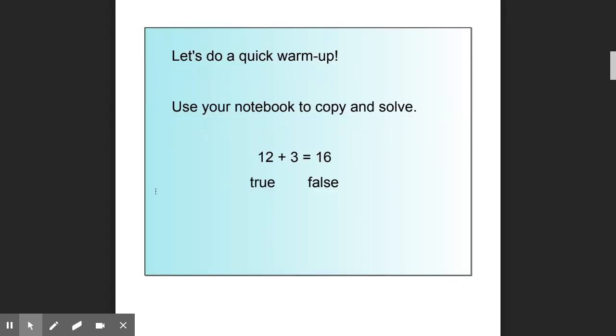First, we're going to do a quick warm-up. I want you to get your notebooks out so you can be ready to copy the problem down and solve. 12 plus 3 equals 16. When I say pause, I want you to pause the video, write this problem down, and solve it. If this problem is true, you're going to write true. If it is false, you're going to write false. Ready? Pause.